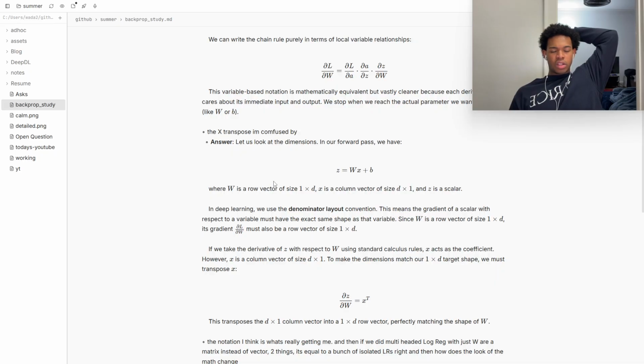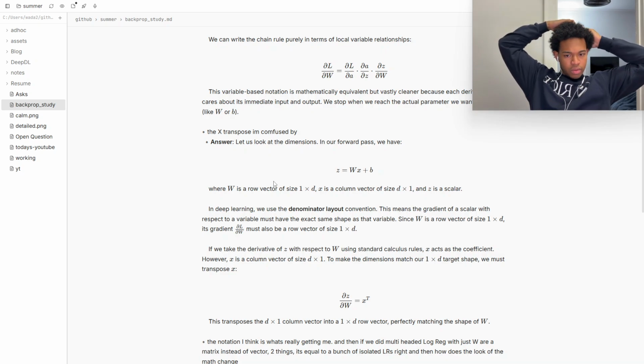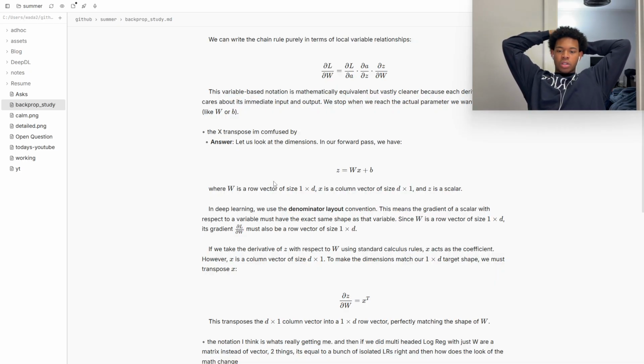Yeah, sure, that's fine. But I would like to see more examples of how the denominator layout holds. If we take the derivative of Z with respect to W, using standard calculus rules, x acts as a coefficient. However, x is a column vector of size D by 1. To make the dimensions match our 1 by D target shape, we must transpose x.